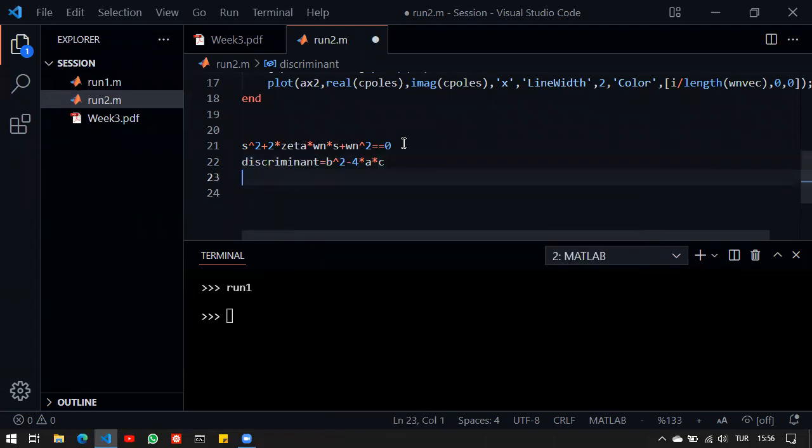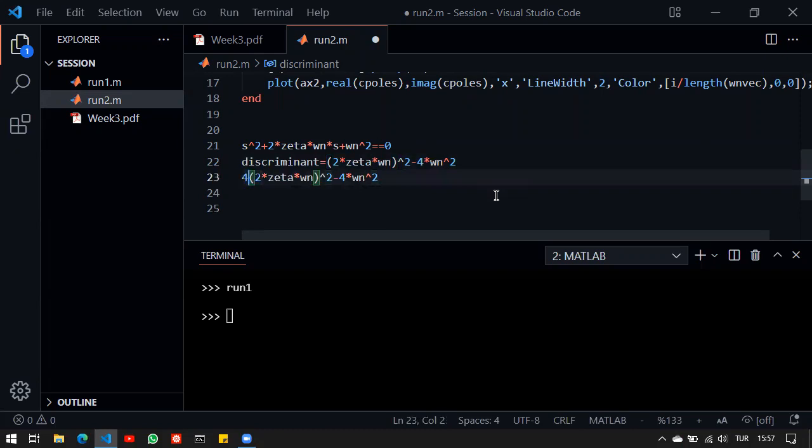Now, in terms of zeta and omega n, we know that a is equal to 1. We know that b is basically this here. So let's take the square of that, and minus 4, a is equal to 1, omega n squared. So first, we have to calculate the discriminant in order to assess the type of the poles that we will get. For example, if the discriminant is negative, we will get complex conjugate poles. If it's equal to 0, we will have coinciding poles. And if it's a positive value, then we will get 2 distinct real poles. So let's see what the discriminant here becomes.